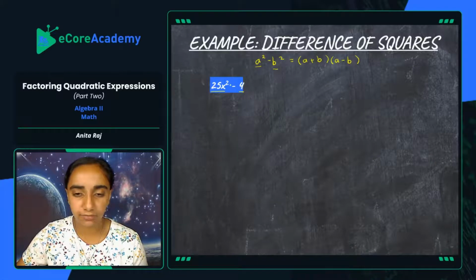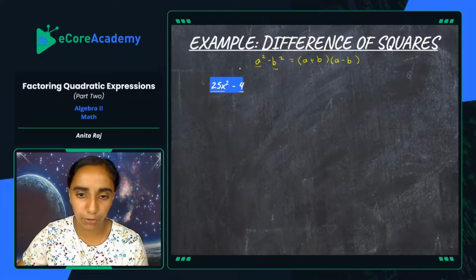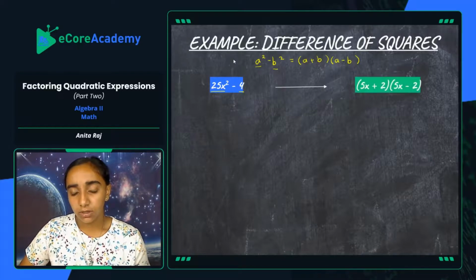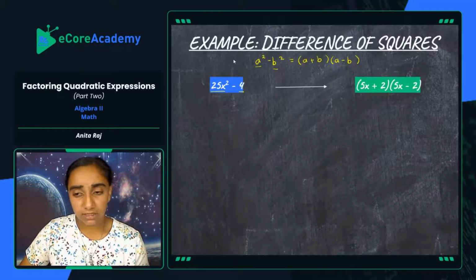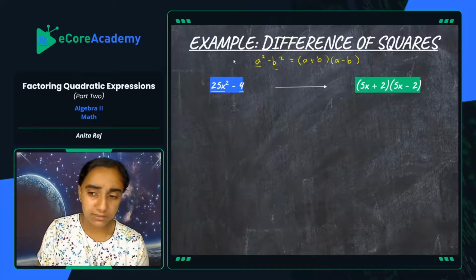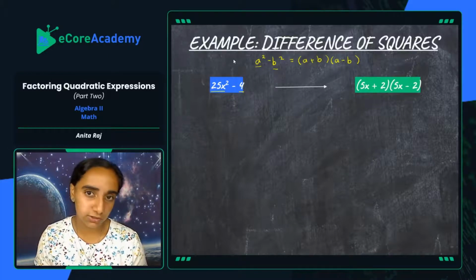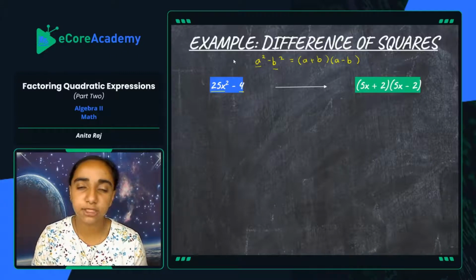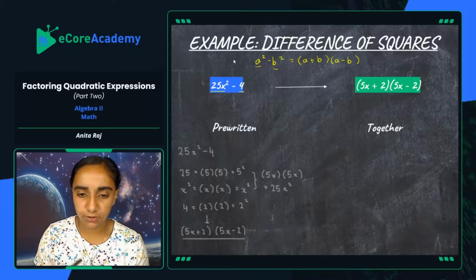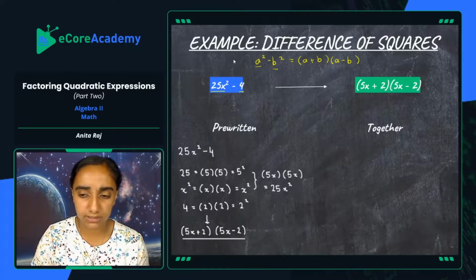You're not going to have three terms. This is not going to be a trinomial. It's going to be a binomial. Okay, so we somehow factor that into 5x plus 2 times 5x minus 2. Some of you might be able to see how we did that without me even going over the solution. Some of you might not be able to see that, and that is perfectly fine because we're going to be doing the solution together. So here's the solution pre-written if you want to take a moment to copy that down.